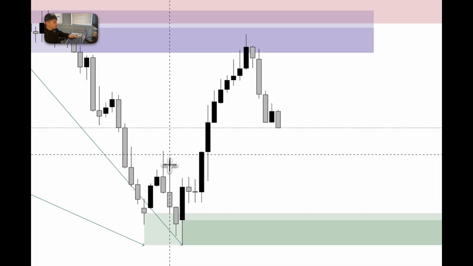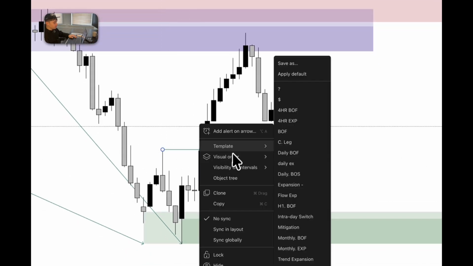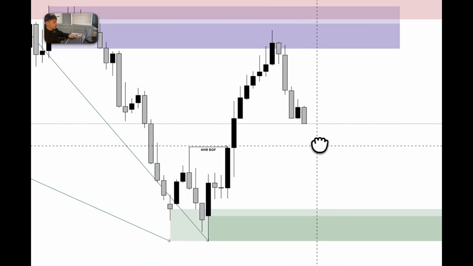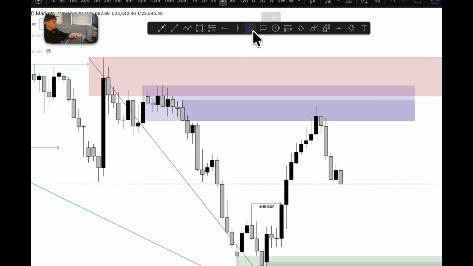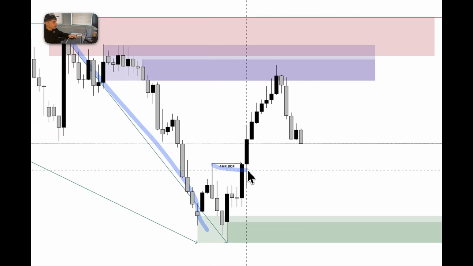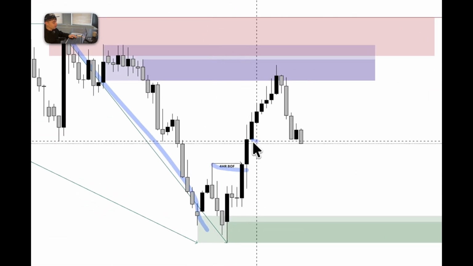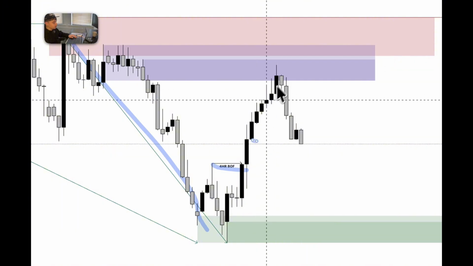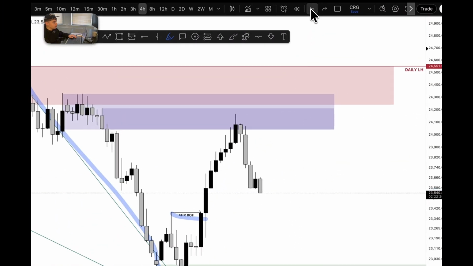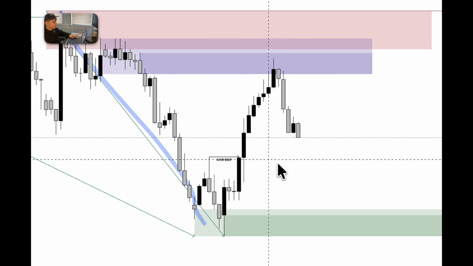So we had a 4 hour break of flow here. And what that tells me is that we are getting a pullback relative to this daily leg now. So when this initiated, I did look to buy here and I actually bought here, I believe. I'll go down into it. I'll break that down in another video.